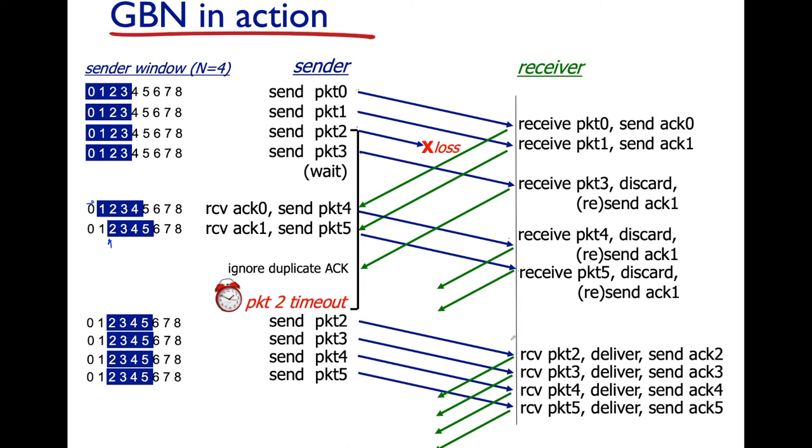Let's say they get to the receiver correctly. 2 is received. 3 is received. 2 is delivered because it's in order. It sends ACK 2. 3 is delivered. It sends ACK 3. 4 gets delivered to the application layer above. Sends ACK 4. 5 is delivered. It sends ACK 5. Okay. So this is Go-Back-N in action. And the key takeaway is that when this timeout fires, it sends all unacknowledged packets in the window.